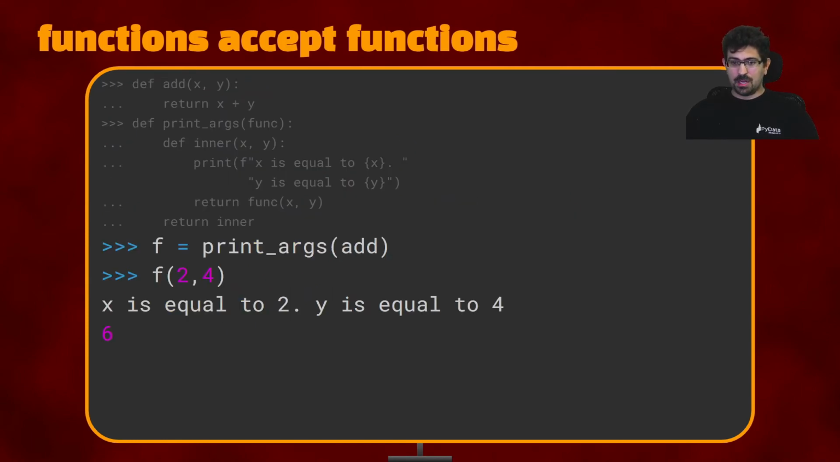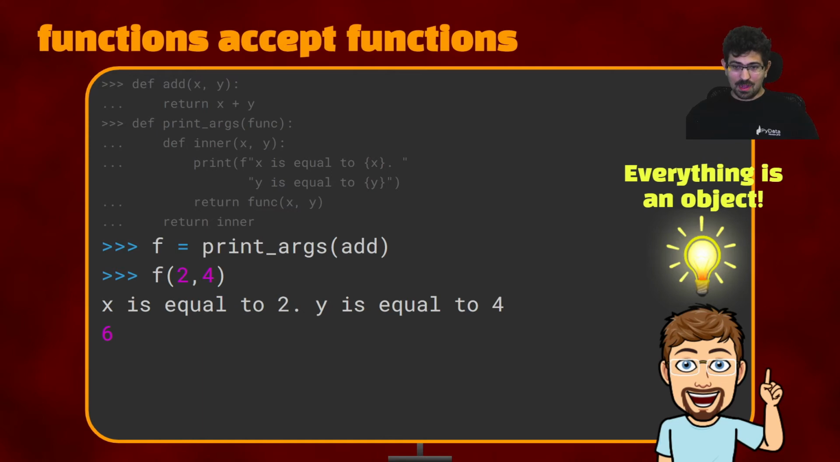And let's check it out. So we can say f equals print args of add. And when we say f of 2 and 4, first of all, it prints the message: x is equal to 2, y is equal to 4. And eventually Python returns the answer, which is 6.